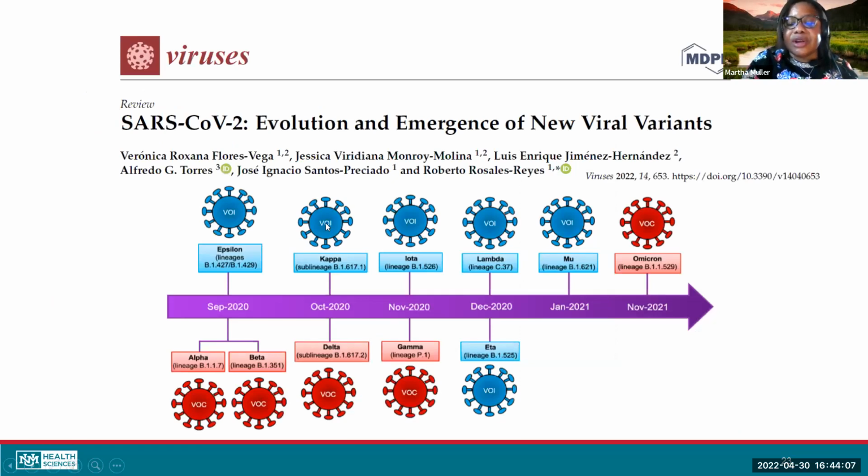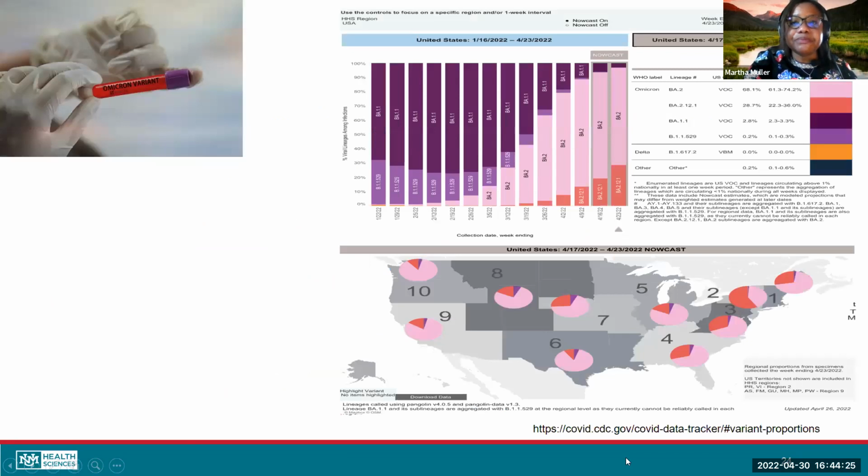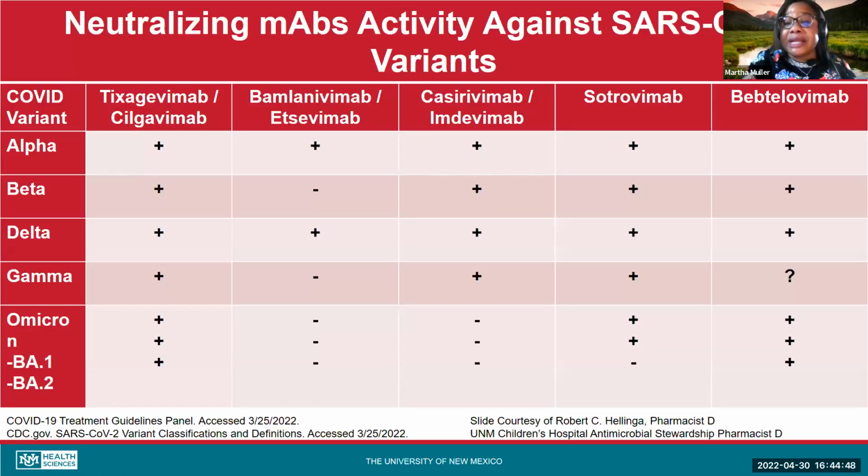Here, this right here is just a nice schematic that shows during the pandemic just how many variants we have seen over time. Currently, Omicron is our dominant variant in the United States. This is from the CDC, and I put the link here. You can go to this. It's really excellent. As of 4/23, we see here that Omicron BA2 was taking hold and becoming our most predominant strain, and that affected our utilization of monoclonal antibodies in a big way.